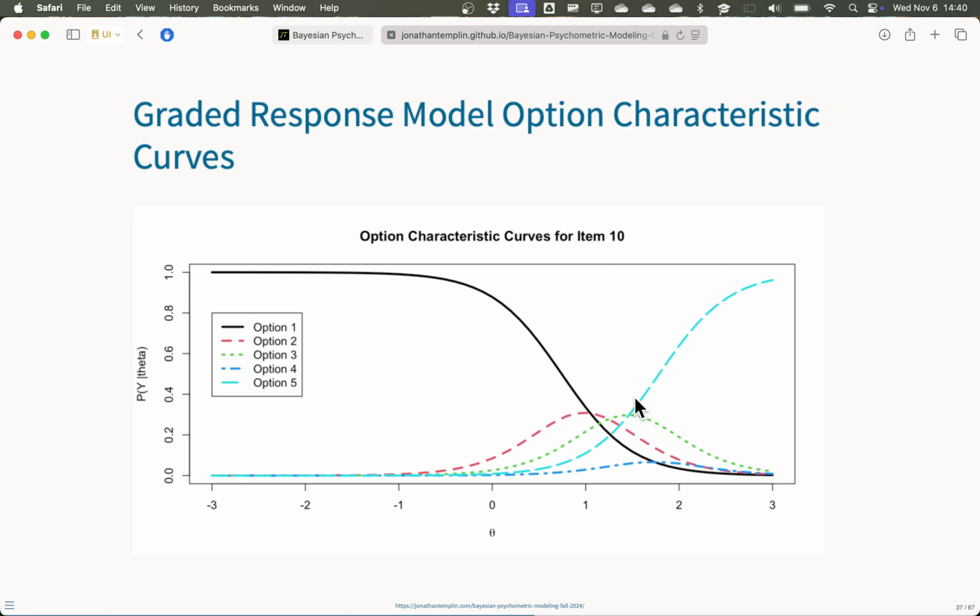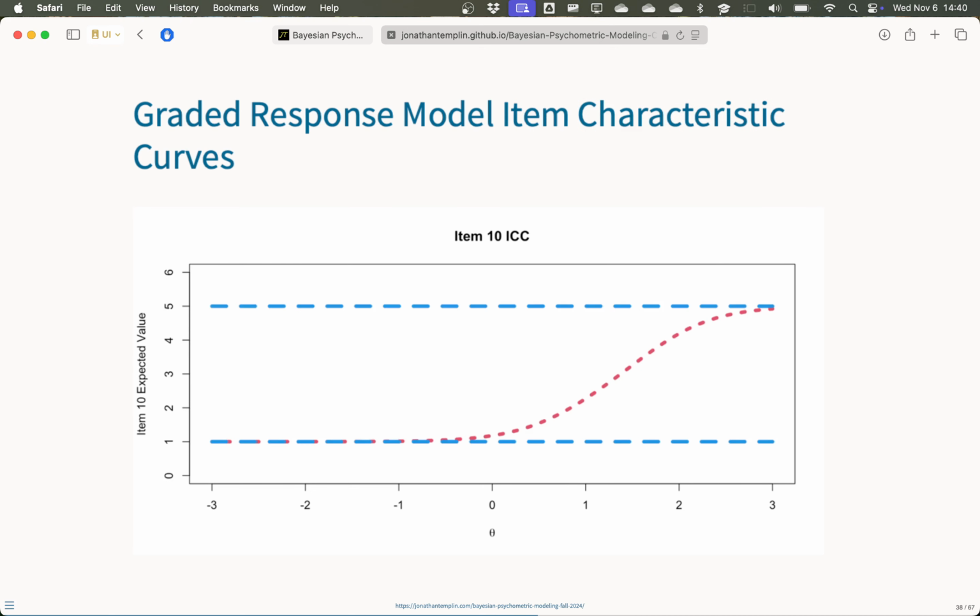And as the factor loading changes, or the discrimination, the steepness of these curves changes. Similarly to the binomial model, we can take a look at the item characteristic curves. Here we have item 10's expected value. Remember, our item numeric values range from 1 to 5. They're an arbitrary choice, but that's the range we have. The black dashed blue lines here represent that 1 through 5, and you'll see the dashed red line is our EAP estimated item characteristic curve for item 10, showing the expected value of the response.